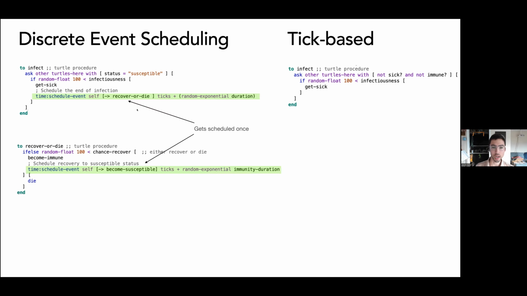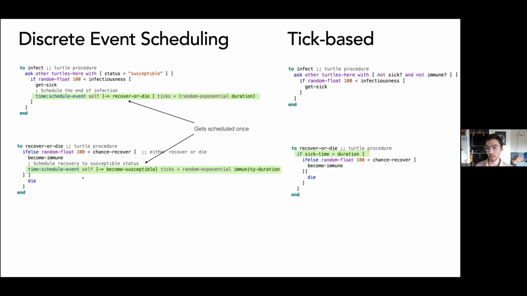And then this recover or die procedure, also with some random chance of recovery, the turtle becomes immune and then schedules an event to become susceptible again. So in this model, becoming immune only lasts for a certain amount of time. So they become immune and then they schedule this event to become susceptible again at some random time in the future, or otherwise they die.